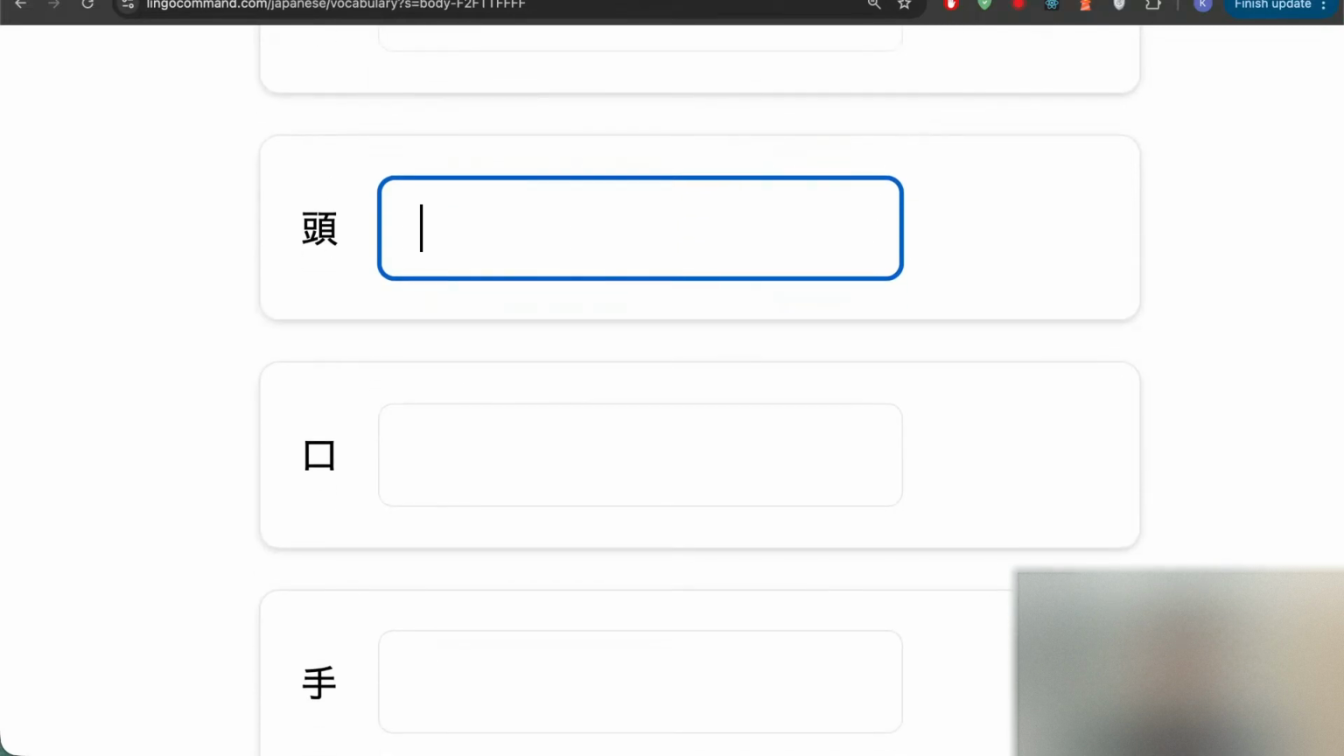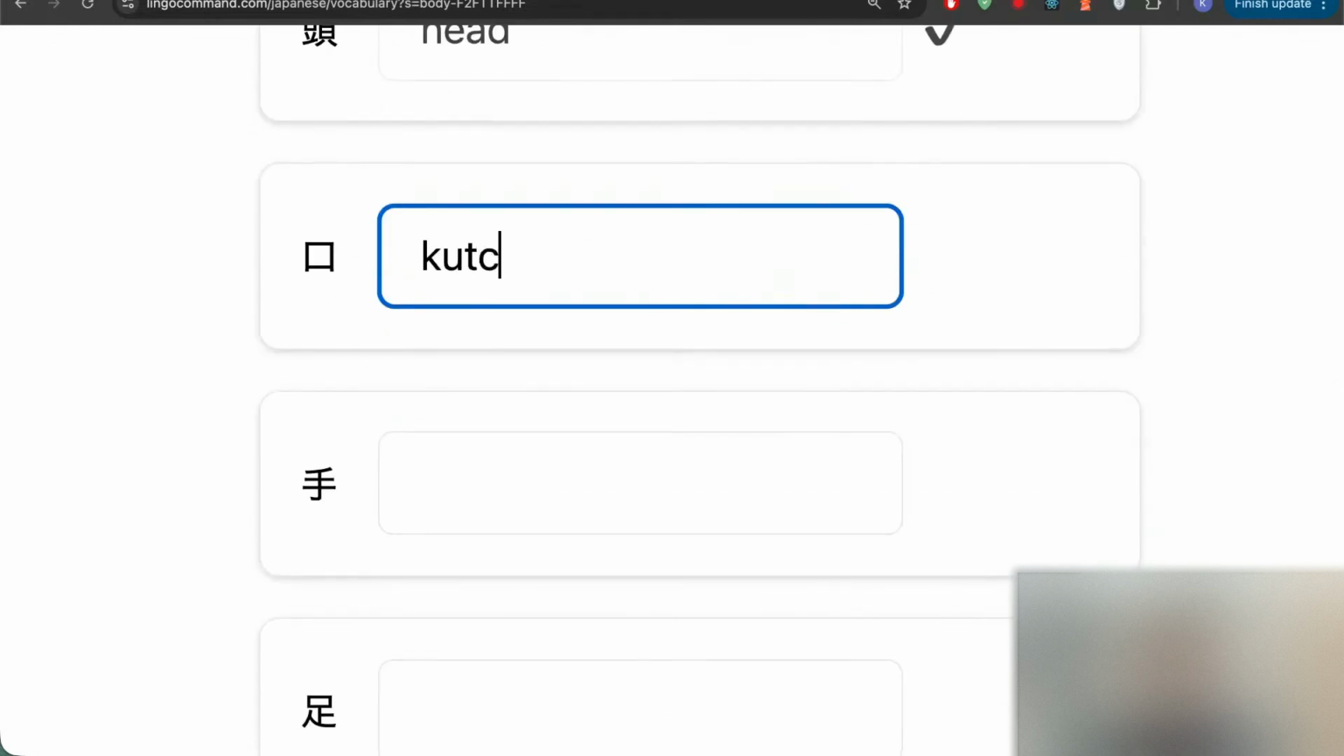Moving on, this next kanji here is atama, which means head. Okay, nice. This is kuchi, which means mouth.